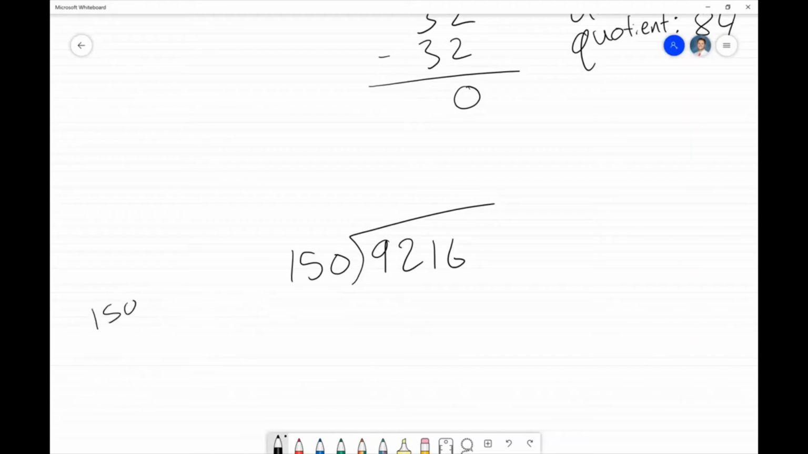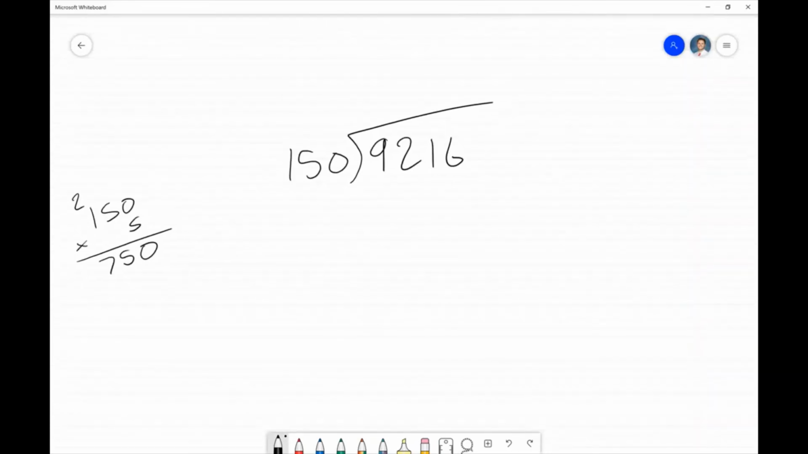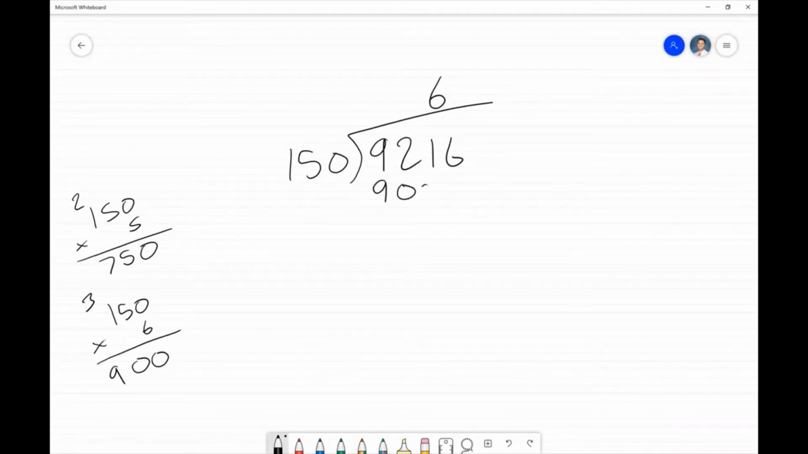So I might say, okay, well, let's see. 150 times 5. 5 times 0 is 0. 5 times 5 is 25. 5 times 1 is 5, plus 2 is 7. So that's 750. It looks like I can fit another 150 in there. So now I'll check 150 times 6. 6 times 0 is 0. 6 times 5 is 30. And 6 times 1 is 6, plus 3 is 9. That's 900, which is still less than 921. So 150 goes into 921 6 times, and 150 times 6 is 900.